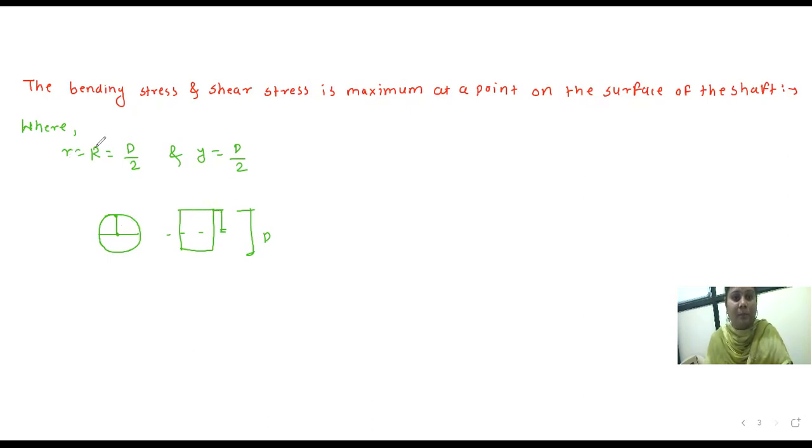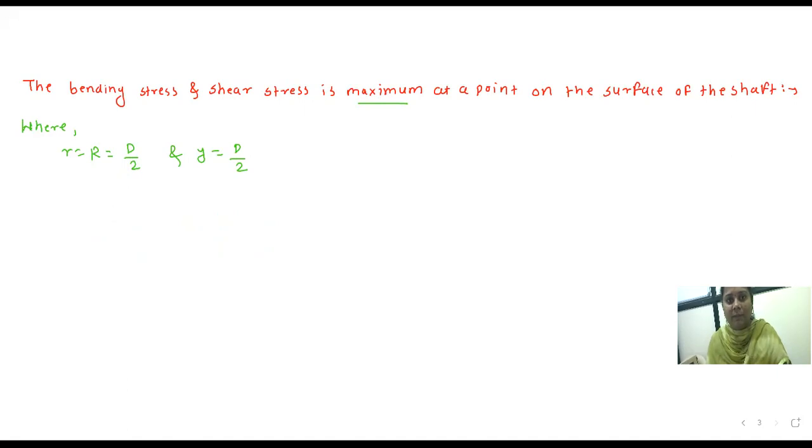Here capital R means radius. Because we are finding the maximum stress, and maximum stress is generated at the extreme fiber, that's why here R is equal to D by 2 and Y is equal to D by 2. Okay, this is our first assumption.